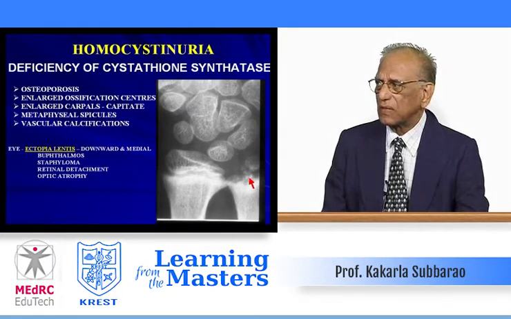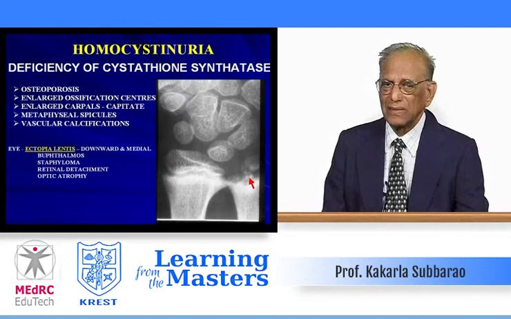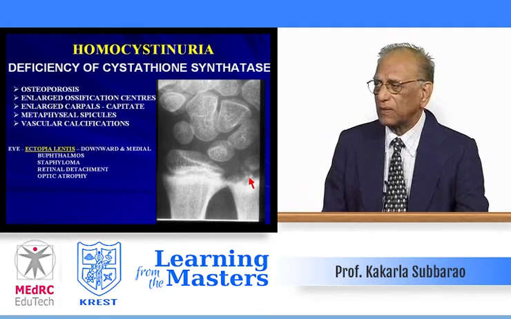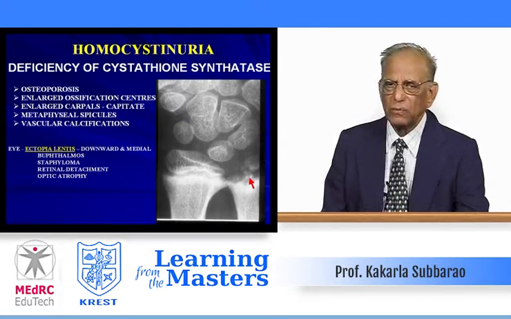Deficiency of cystathionine synthetase, that is the enzyme deficiency, resulting in osteoporosis, enlarged ossification centers, as I told you, enlarged carpals, particularly the capitate, metaphyseal spicules, and vascular calcifications also are noted. And then in the eye, ectopia lentis, downward and medial side deviation, glaucoma, cataract, and retinal detachment with optic atrophy. This often should be differentiated from Marfan syndrome.